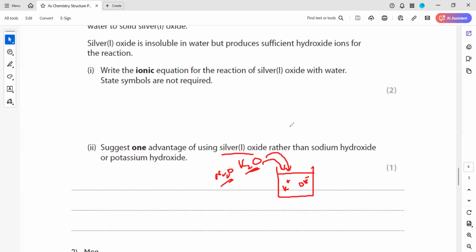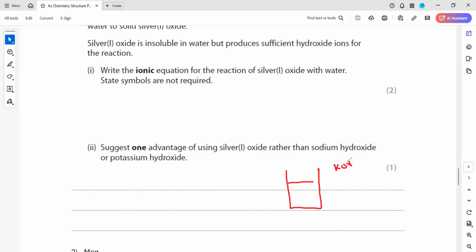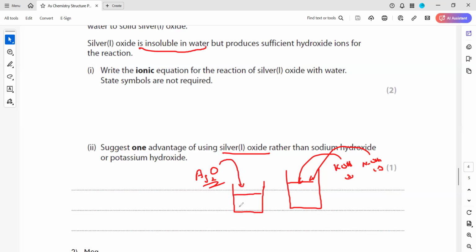Or if you use the pellets of sodium hydroxide and potassium hydroxide, it is solid at room temperature and it can dissolve when you add it into water. So however much you add, it all will dissolve. But what is the advantage of using silver 1 oxide? That silver 1 oxide is insoluble, as they mention in the question. So when you add it, it will react and form a silver ion and the hydroxide ion. But the one which does not react will remain insoluble.